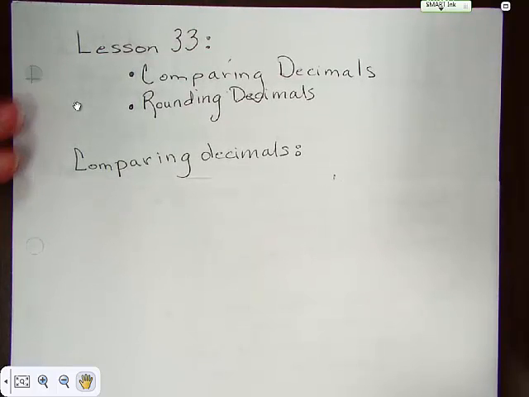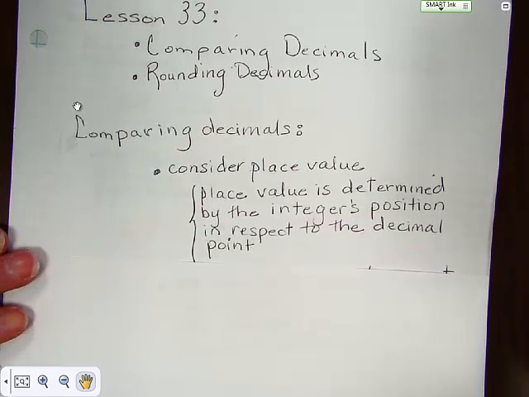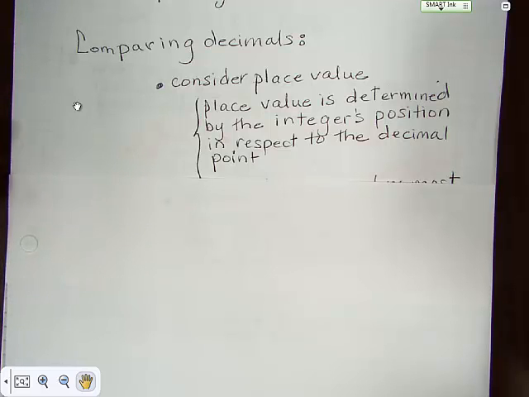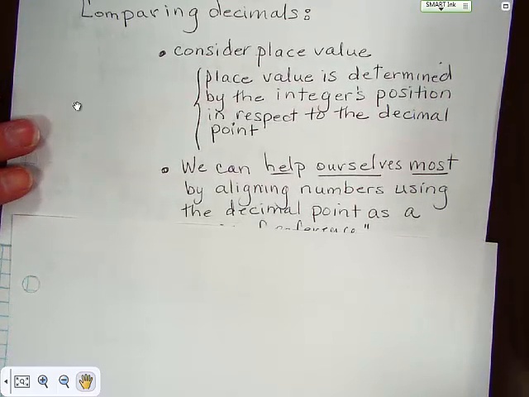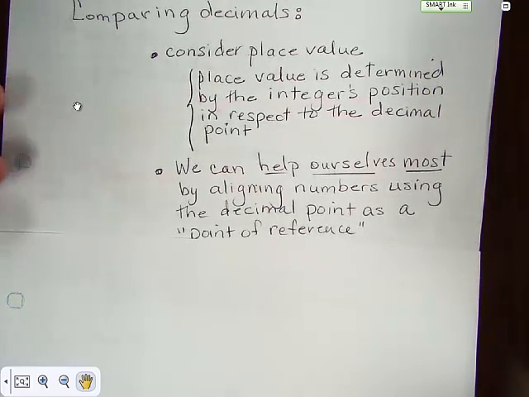When you are comparing decimals, the one thing that's really important is that you have to write them in a way that makes them a little bit easier to compare. To do that, you have to consider place value. Place value is determined by the integer's position in respect to where the decimal point is in the number. You really can help yourself the most by aligning the numbers using that decimal point as a point of reference, so that they're all lined up by the decimal point.